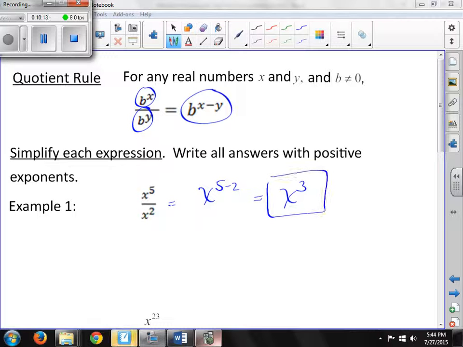Let me just show you how that works. X to the 5th means you have 5 x's in the numerator. X to the 2nd means you have 2 x's in the denominator. If you cancel out what they have in common, you see you will have 3 left in the numerator. But it will be easier to subtract the exponents than to draw a picture every time.